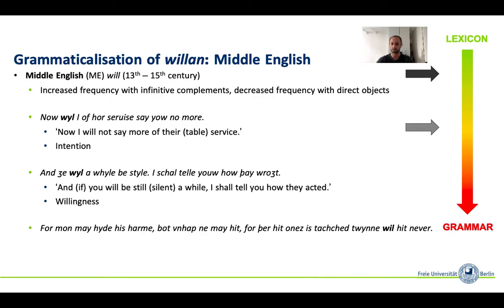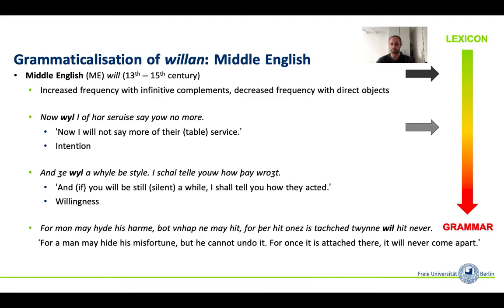And here we have another interesting example. For a man may hide his misfortune, but he cannot undo it. For once it is attached there, it will never come apart. And here, the important thing is, this is a prediction about the future. It cannot be willingness or intention, because the subject is not a human or an animal, something that would have intentions or free will. Here we are speaking about misfortune that gets attached somewhere, and it is quite obviously not living, right? So this says something different. It will never come apart.